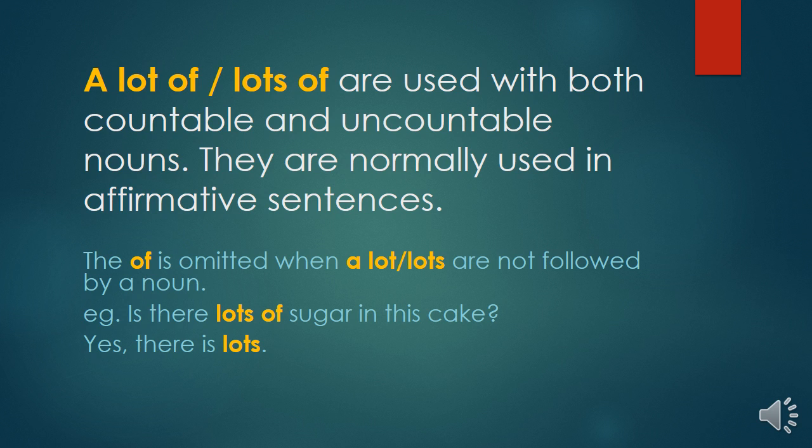A lot of or lots of are used with both countable and uncountable nouns. They are normally used in affirmative sentences. The of is omitted when a lot or lots are followed by a noun. For example, is there lots of sugar in this cake? Yes, there is lots.